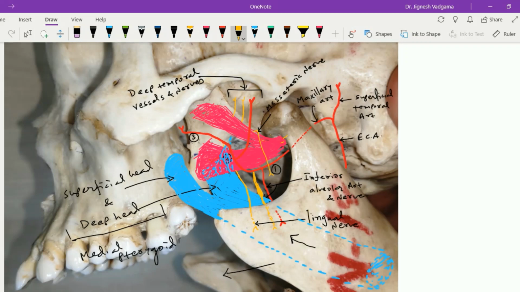When we see the relation of this medial pterygoid muscle, laterally it is related with the ramus of the mandible. Along with the ramus of the mandible, it is also related laterally with the lower head of the lateral pterygoid muscle. Along with them, it is also related laterally with the lingual nerve, the inferior alveolar vessels as well as the nerve, and the maxillary artery.